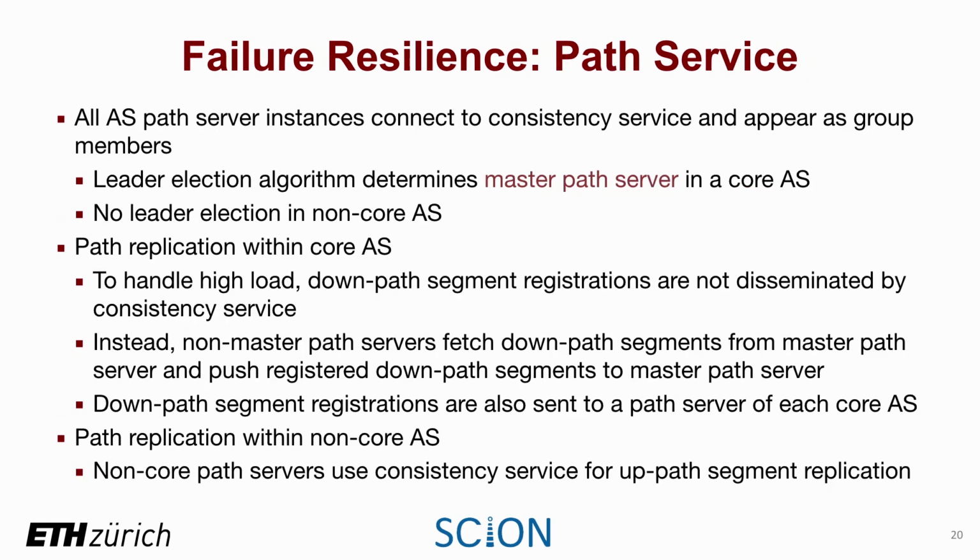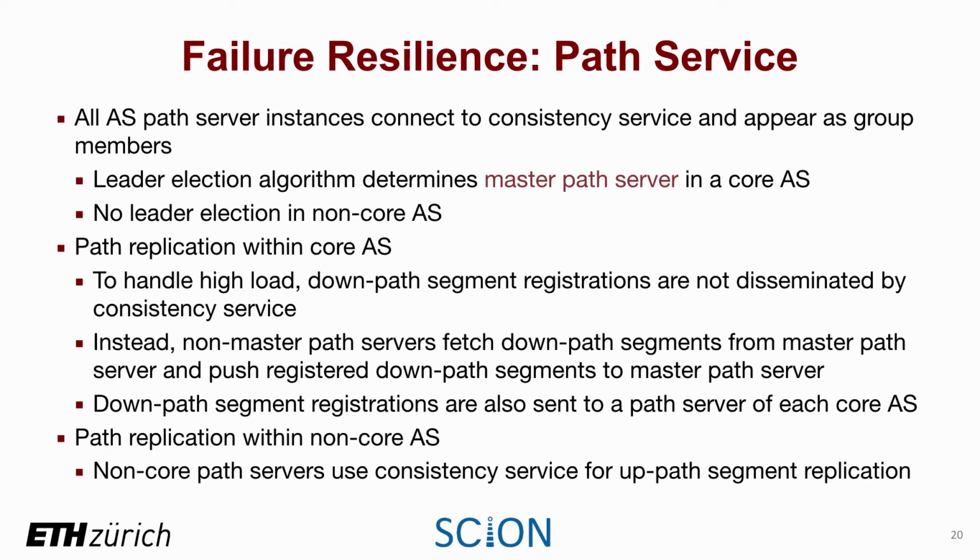For the path service, the failure resilience is implemented differently whether the path service is at a core AS or at a local non-core AS. So essentially in a core AS, we rely on the consistency service to perform a leader election algorithm to determine a single master path server for each core AS. There is no leader election happening in a non-core AS.